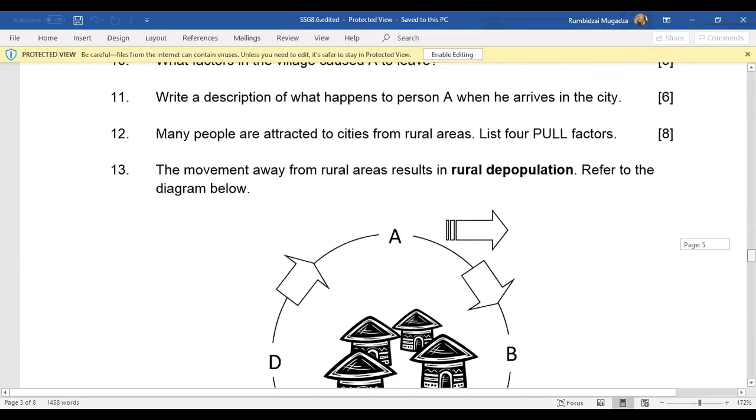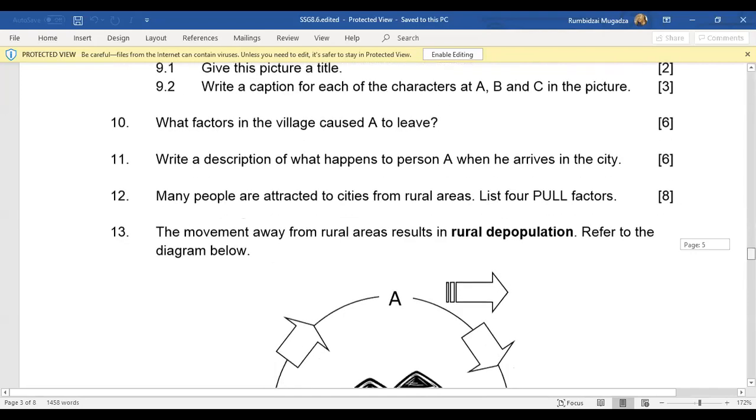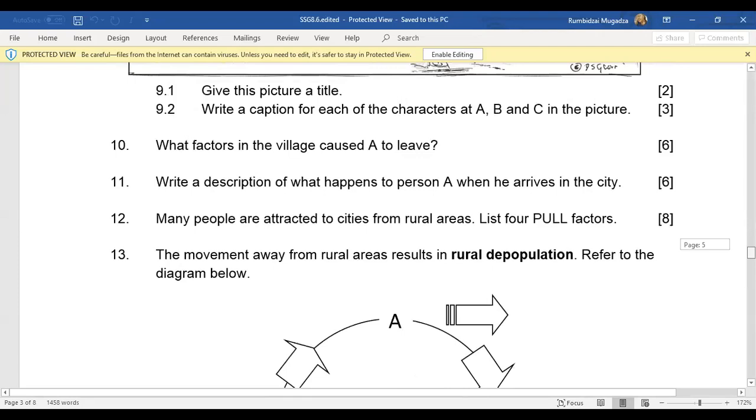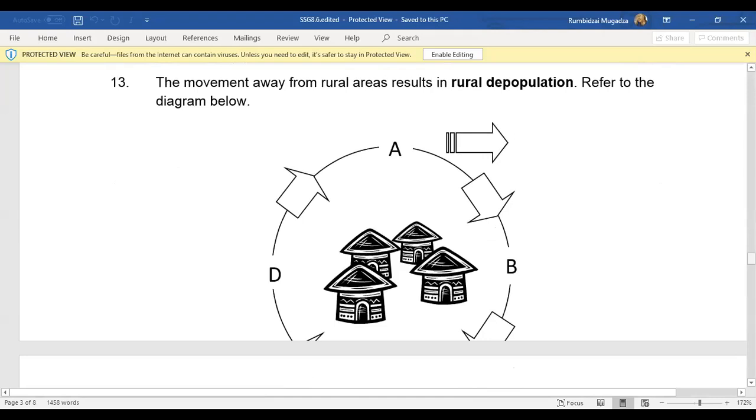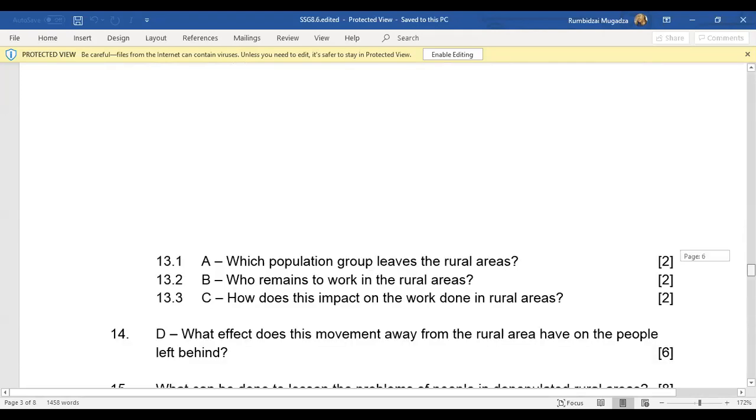And then let's look at number 13. The movement of people from rural areas results in rural depopulation. Refer to the diagram below. Okay. 13.1. Which population group leaves the rural areas? From your general knowledge, which population group leaves the rural areas? What do you think? Which population group leaves the rural areas?